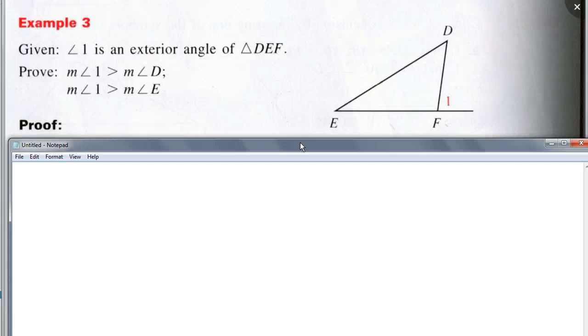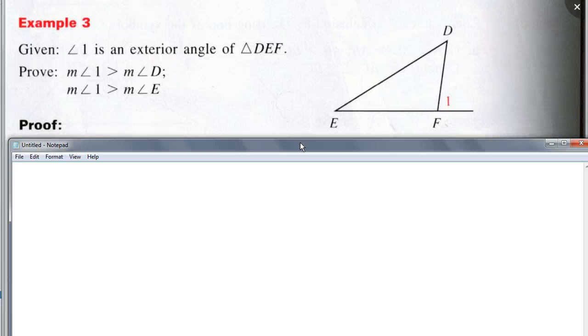Let me see. Who has an idea? Yes, Naomi? Exactly. Naomi is correct. Angle 1 is what? Naomi, angle 1 is equal to? Measure angle D plus measure angle E. You guys remember that? Do you think that's going to be helpful for us to prove this? Yeah. So Naomi told us a key step. You need that, otherwise you can't prove it.